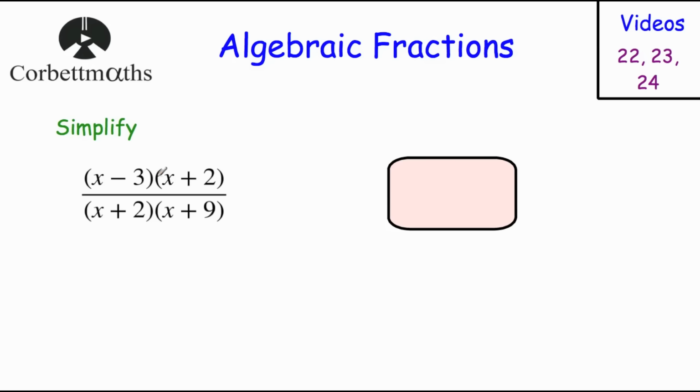So if we divide the numerator of this fraction by x plus 2 and the denominator of the fraction by x plus 2, we can cancel it down. So let's divide it by x plus 2, and that just means cancelling it out would give us x minus 3 on the top and x plus 9 on the bottom.